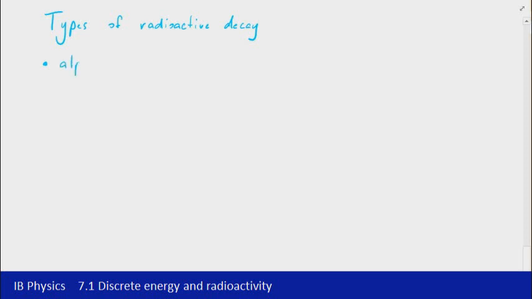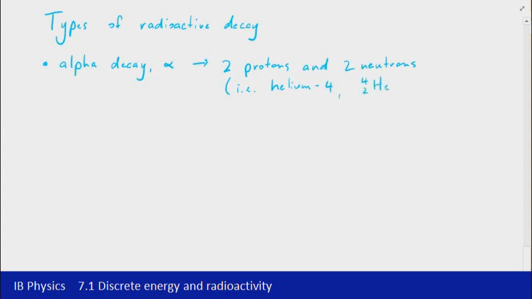The first one is alpha decay, and the symbol that we use for that obviously is the symbol alpha. Now an alpha particle consists of 2 protons and 2 neutrons. So in this case we're emitting mass from the nucleus in the form of 2 protons and 2 neutrons. 2 protons and 2 neutrons is otherwise known as a helium-4 nucleus. So we could represent that as 4,2He. Alternatively, it will sometimes be represented as 4,2 alpha to make it a bit clearer that it's an alpha particle.